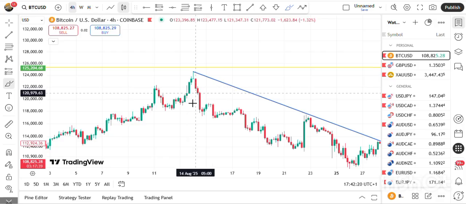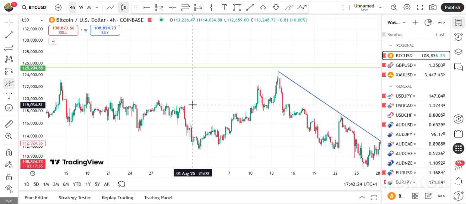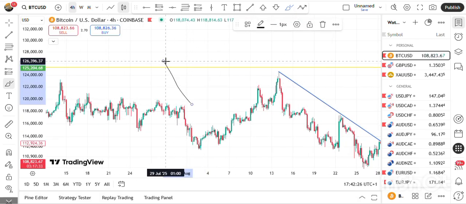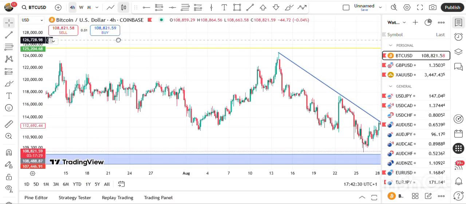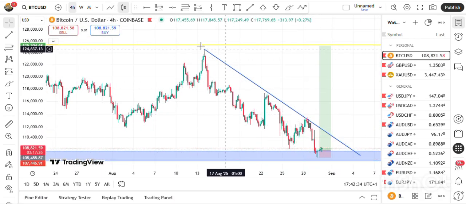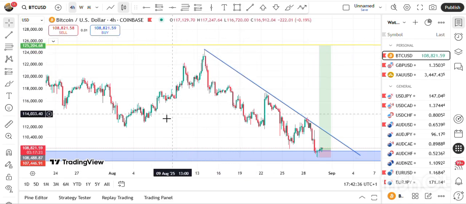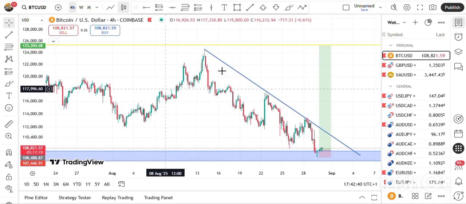But I still didn't take that trade regardless. I just allowed it. I would rather wait for it to come back to my blue line before taking the trade. I'd rather take a buy trade here than this uncertain one. And then as well, you can see it broke the trend line and all of that. That was great. So I just waited patiently.